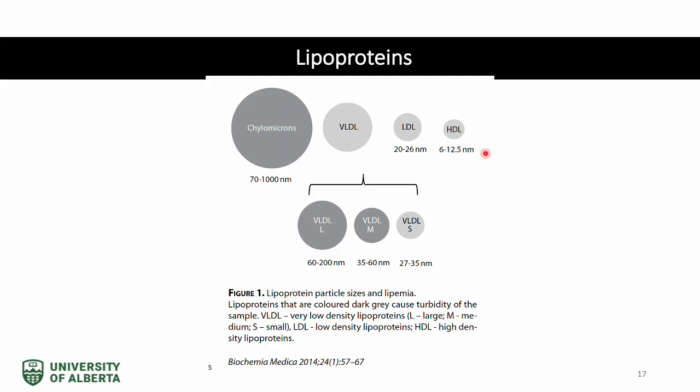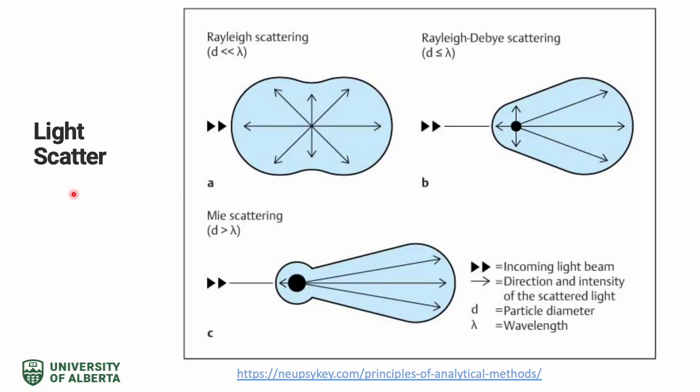The smallest lipoprotein is the high-density lipoprotein, HDL. They are 6 to 12.5 nanometers in diameter. Chylomicrons and VLDL particles contribute to the turbidity of a sample. Light scatter is a function of particle size and the wavelength of the incident light.